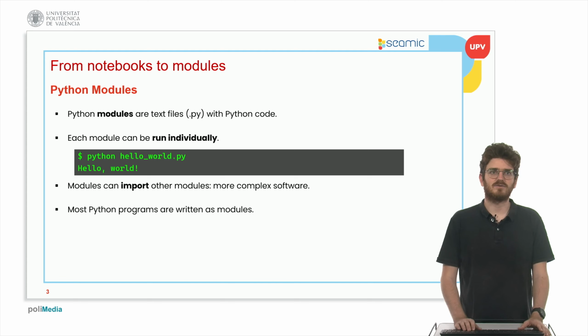But unlike cells, when you run modules, you cannot see the result. So if you run a module that contains 2 plus 2, it will not show 4. You have to print anything you want to see on the output. Additionally, you can import modules into other modules, so you can produce more complex software. So instead of writing the hello world function every time, or writing a Fibonacci function or any other function every time in every file you need it, you can import it from a previous module. And if you go check any other Python programs out in the world, you'll see that most of them are written as modules.